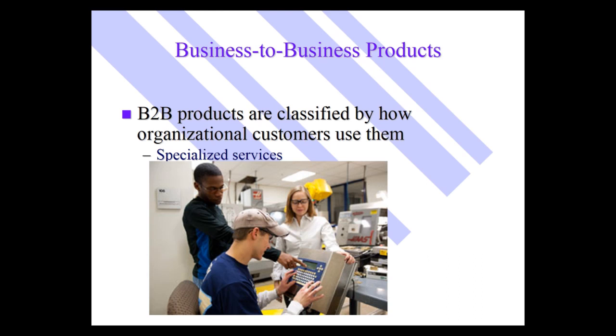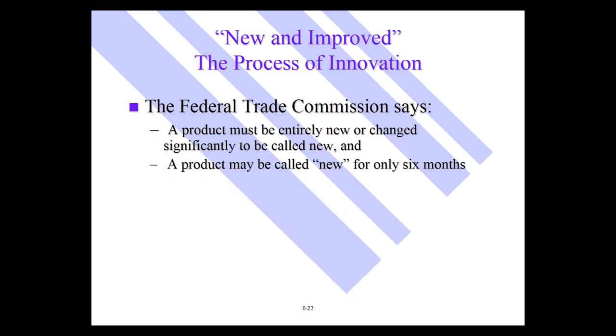Now, let's talk about new products. Well, first off, to call something a new product, there actually are rules for that. The Federal Trade Commission puts together those rules. A product must be entirely new or changed significantly to be called new. So you can change something significantly and call it new and improved, but you can only call something new for 6 months. Now, new and improved is one of the most common types of quote-unquote new products, where you take an existing product and you just make a slight improvement to it.